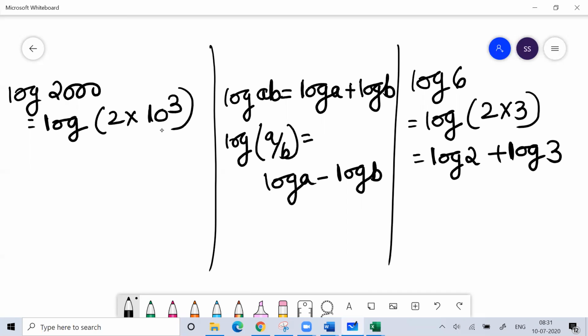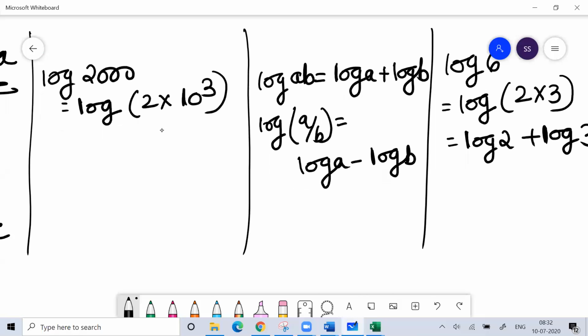So log of AB is equal to log of A plus log of B. Log of A by B means log of A minus log of B. Now you can write this number: log of 2 into 10 to the power 3 means log of 2 plus log of 10 to the power 3.